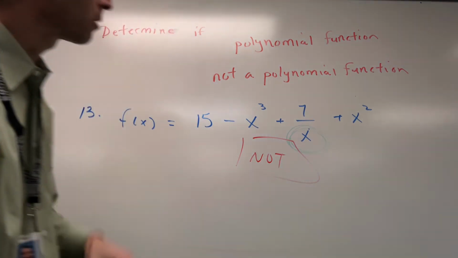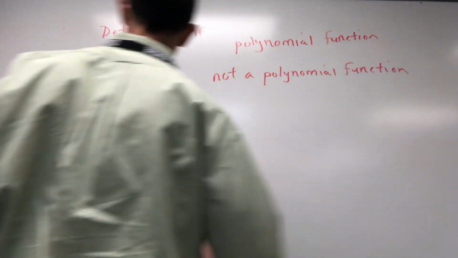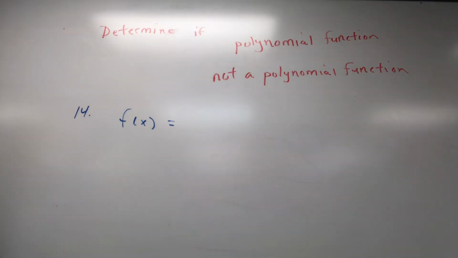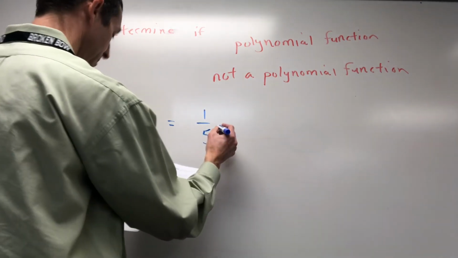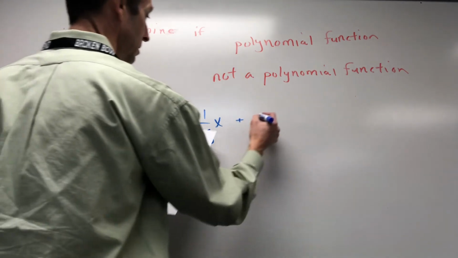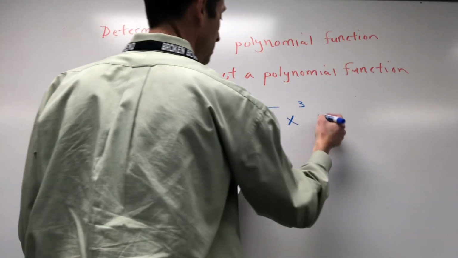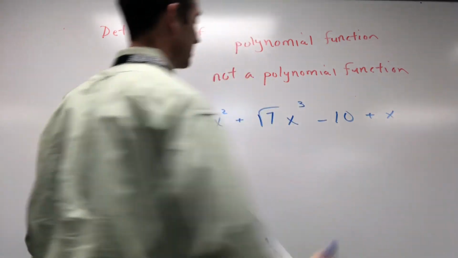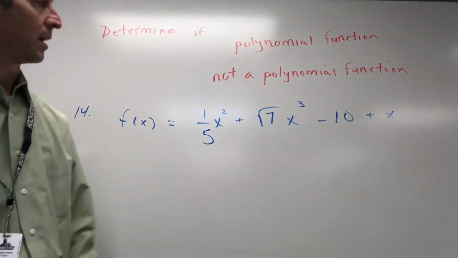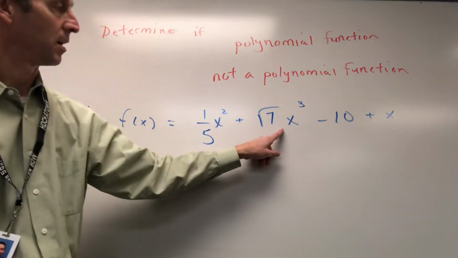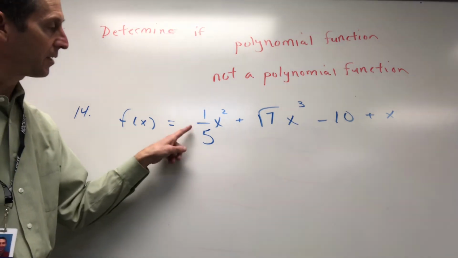Okay, let's do one more, kind of get the confusion out of that. So 14. Let's say we have 1/5 x squared, square root of 7x cubed minus 10 plus x. Okay, we look at this one, and you're thinking, I'm good, I'm good, I'm good. But you see this x with a fraction? Don't let this bother you.